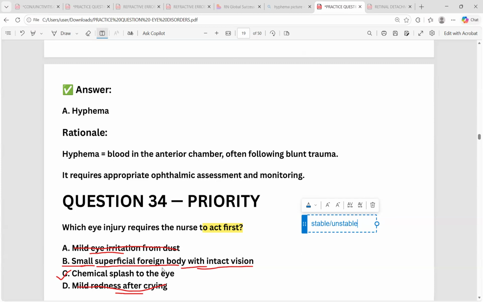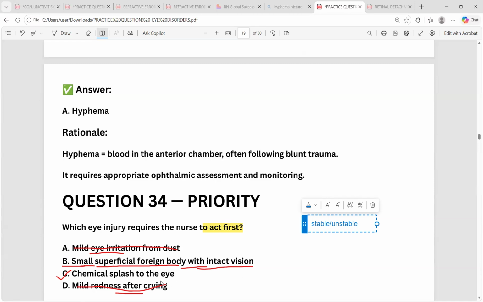The chemical splash patient will have some irritation or burning, so you will be restless here. Here, it is a small superficial foreign body with intact vision. Something is there, like sand, or whatever object it is. But even if it is penetrating, we have to wait for ophthalmic evaluation, emergency surgery.